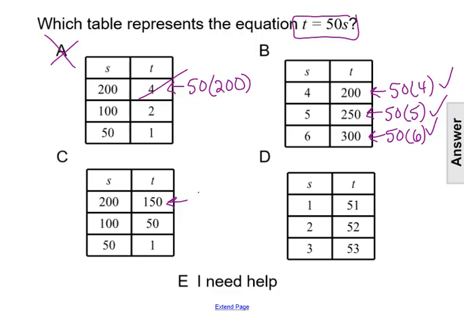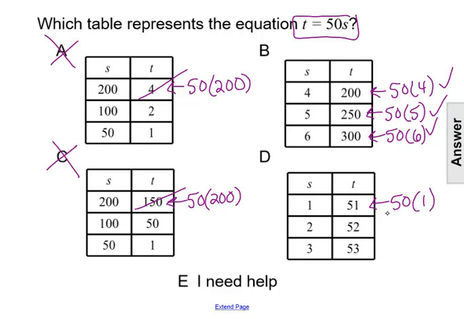So for example, in C, if we have an input of 200 in the first row, then the output of 150 would come from 50 times 200. But 50 times 200 is not 150, so that is why it is not the table for choice C. And then we have in choice D, we have an input of 1. So the output would be 50 times 1, but that's 50, not 51.